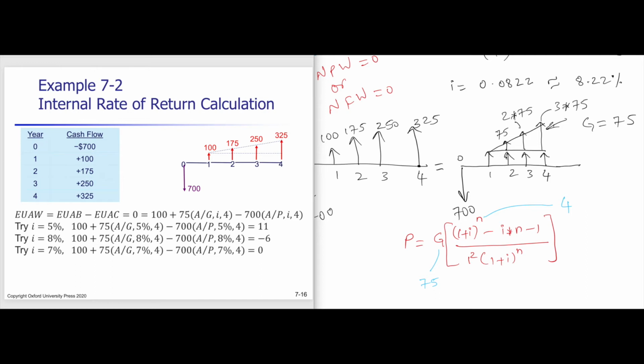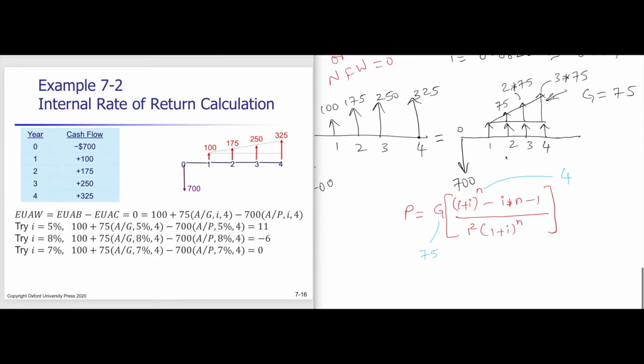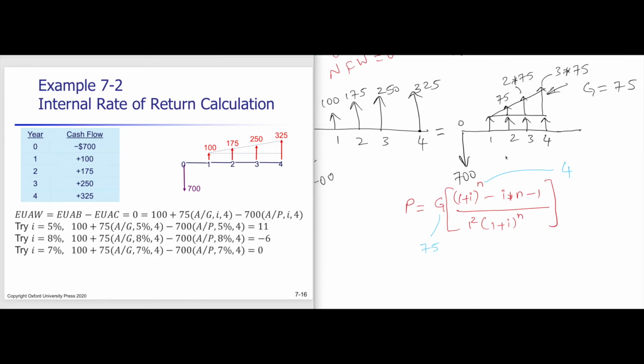So you have to know how to apply the formula when we apply the gradient. So once we know this, it's the same process again. That is net present worth has to be 0. That implies negative 700, positive find P given A. So this here is A, and A is how much is 100, right?